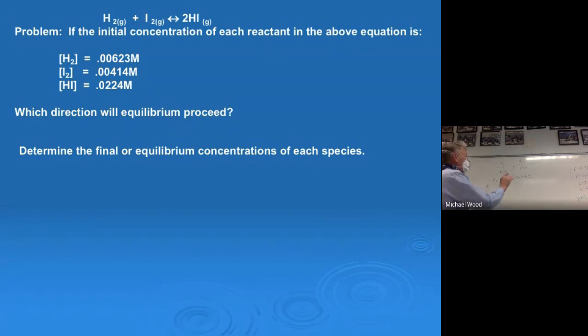What I've got here is H2 is 0.00623 and I2 is 0.00414. What's unusual about this is I do have an initial amount. If you look at the top, it says the initial concentration of each reactant in the above equation. So we're given all the concentrations. But now, since we've determined that this is going to the right, this is going to be consumed, and this is going to be made. So this is minus x, 1 to 1. This would be x as well.